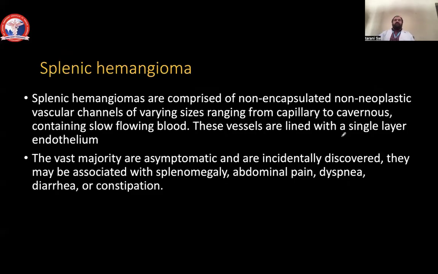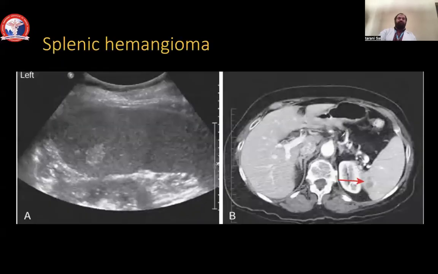Splenic hemangioma. It is a non-encapsulated, non-neoplastic collection of vascular channels of varying sizes, ranging from capillary to cavernous, containing slow-flowing blood. These vessels are lined with a single layer of endothelium. The vast majority are asymptomatic and are incidentally discovered. They may be associated with splenomegaly, abdominal pain, dyspnea, diarrhea, constipation.